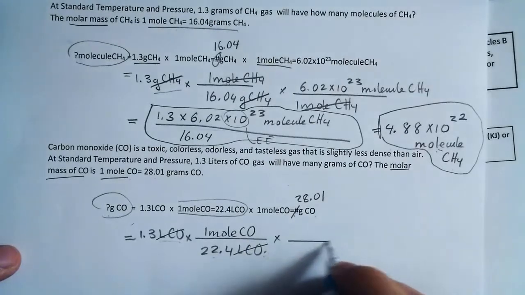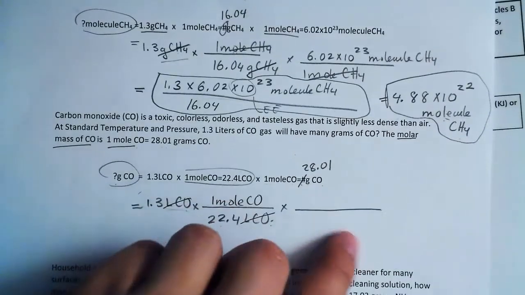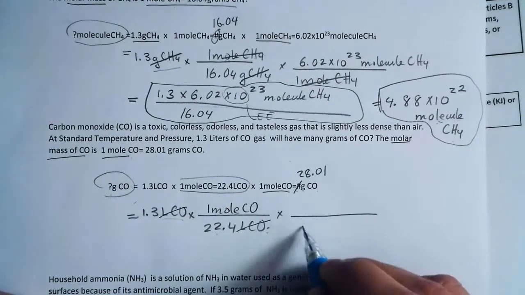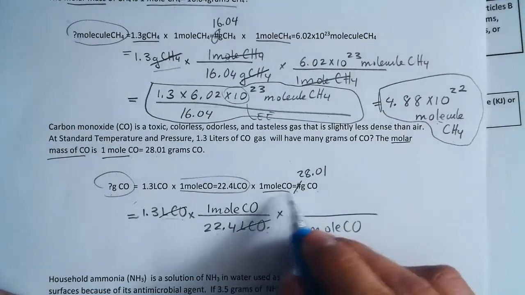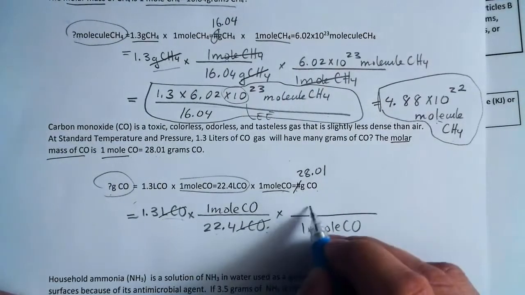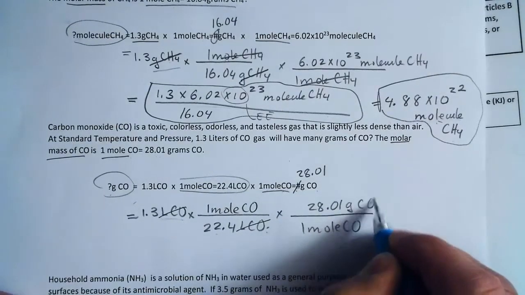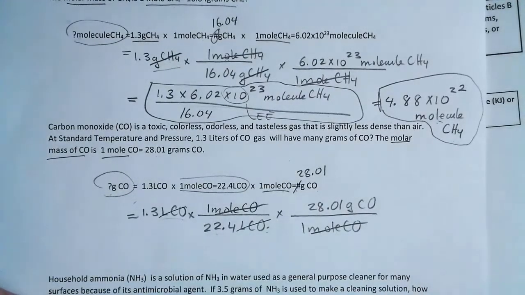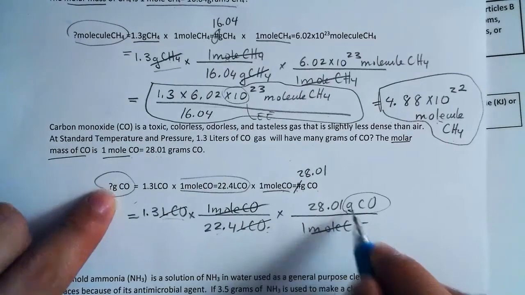Let's continue. If this is mole, this down here needs to be mole as well. So of course, this side will be on the bottom. So we have 1 mole of CO on the bottom. If this side is on the bottom, the other side must be on top. So 28.01 grams of CO. And notice how moles of CO, or carbon monoxide, cancel out and give us our unit, grams of CO, which is exactly that one.